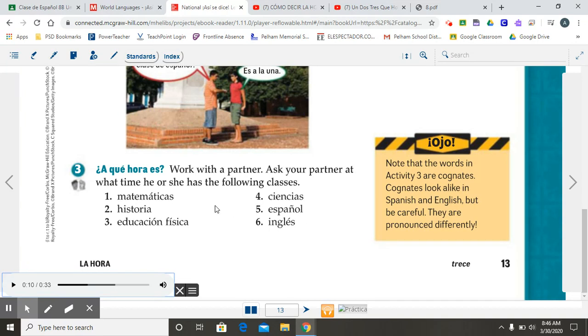I want you to look at these 6 words, and I want you to see if you could tell me what they are in English. I'm not going to tell you what they are, but you could probably figure them out just by looking at them. So, ready? Pausing point. Go ahead and figure out what these are in English.